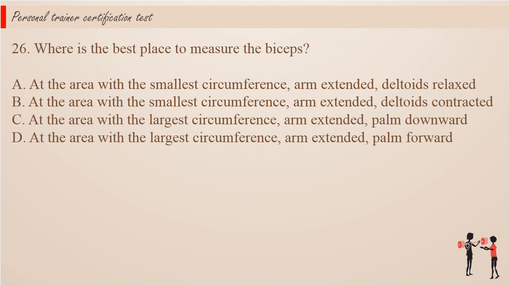Question 26. Where is the best place to measure the biceps? A. At the area with the smallest circumference, arm extended, deltoids relaxed. B. At the area with the smallest circumference, arm extended, deltoids contracted. C. At the area with the largest circumference, arm extended, palm downward. D. At the area with the largest circumference, arm extended, palm forward.